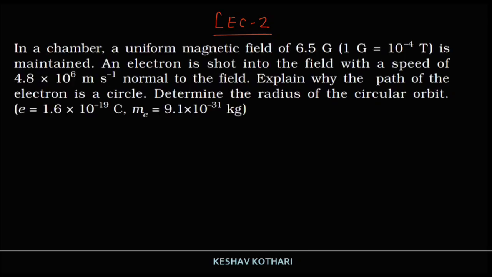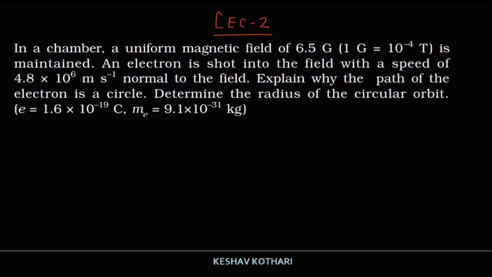In a chamber, a uniform magnetic field of 6.5 Gauss is maintained. An electron is shot into the field with a speed of 4.8 into 10 to the power 6 meter per second, normal to the field. Explain why the path of the electron is a circle. Determine the radius of this circular orbit.